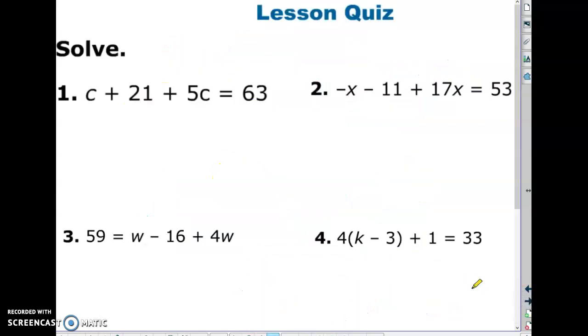Once again, I'd like you to get your notebooks out right now. I'd like you to pause the recording. I'd like you to do these 4 problems. We'll go through the answers shortly, so please press pause and do these 4 problems.